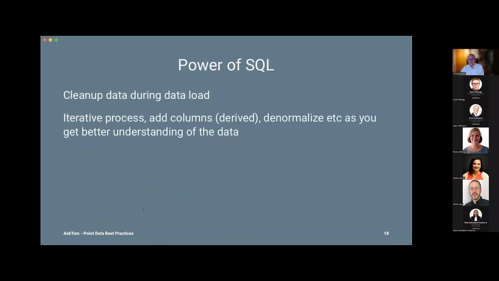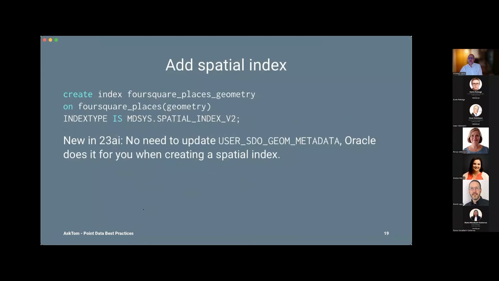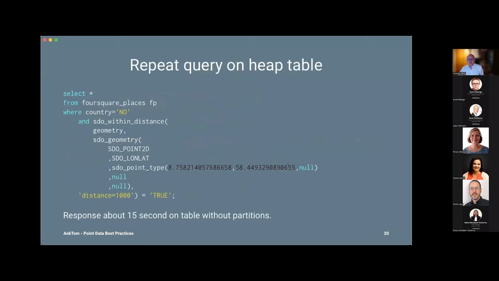Yeah. So this is how you add an index, and maybe you already know, but earlier you used to populate this view here before, but now on 23 AI, it actually already does that for you. So it's much easier. So if I repeat that query on a normal heap table without any partitions, it responds in 15 seconds, which I think is pretty good for 105 million rows.